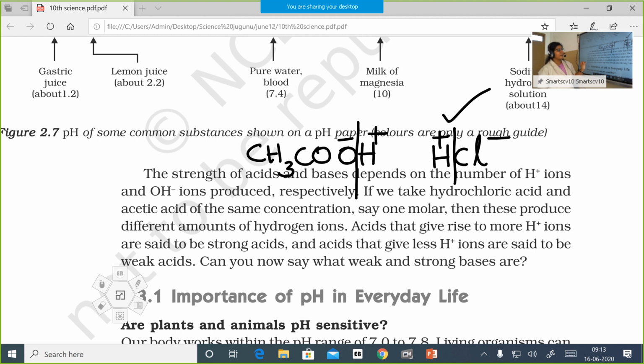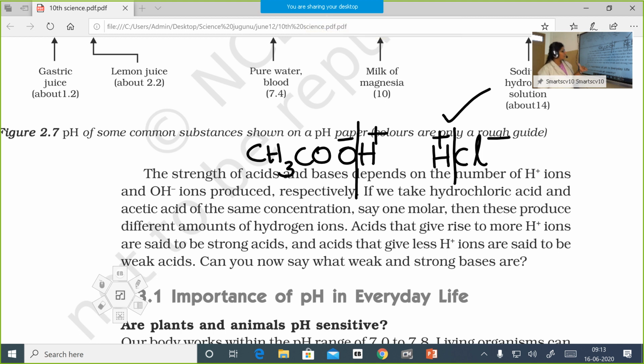So here we have learned an important point. A strong acid is an acid which ionizes completely and produces more H plus ions. What about a weak acid? For a weak acid, the amount of H plus ions produced is less. What's the reason? Weak acids go for only partial ionization.